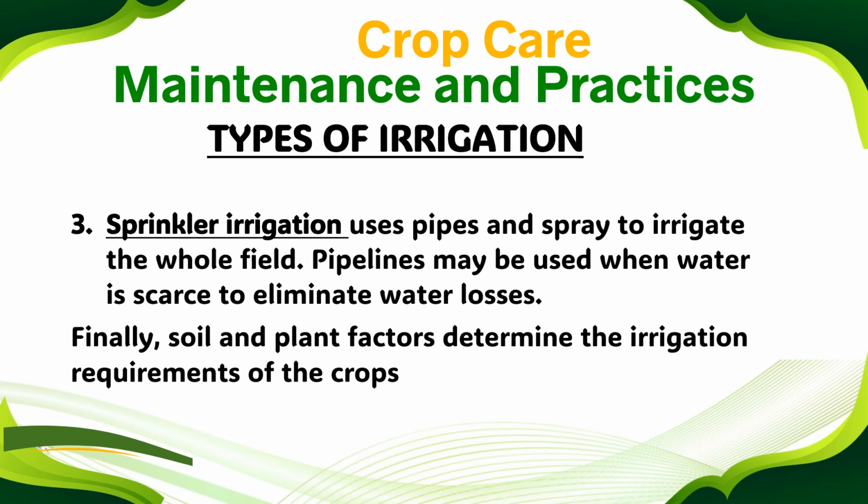The sprinkler irrigation uses pipes and sprays to irrigate the whole field. Pipelines may be used when water is scarce to eliminate water losses. Finally, soil and plant factors determine the irrigation requirements of the crops.